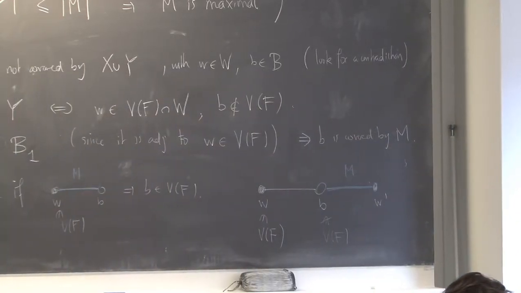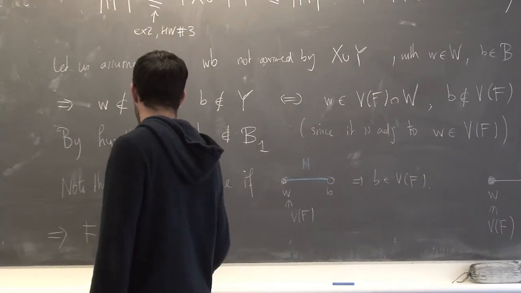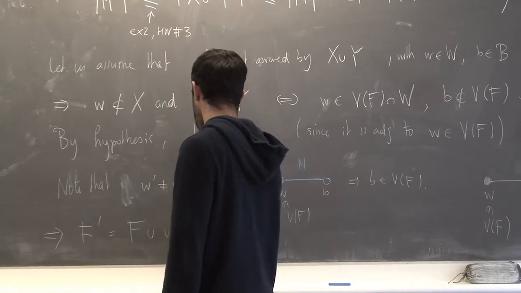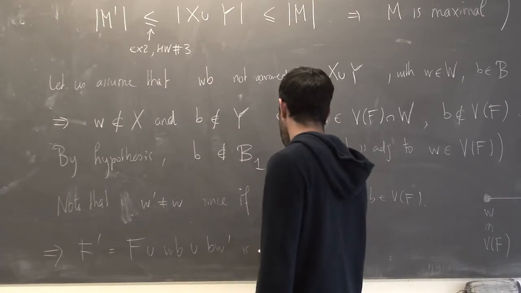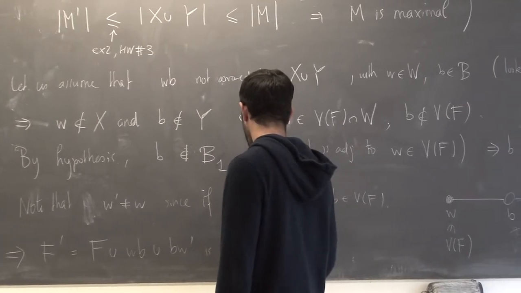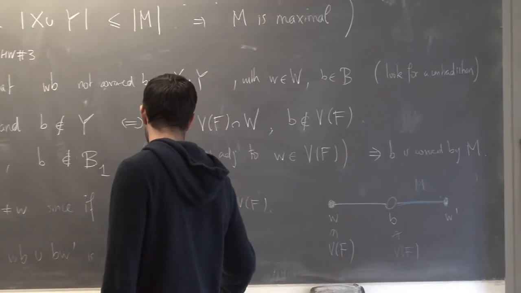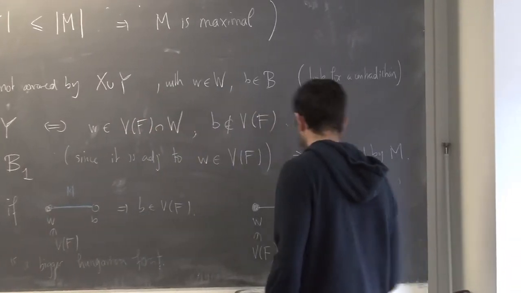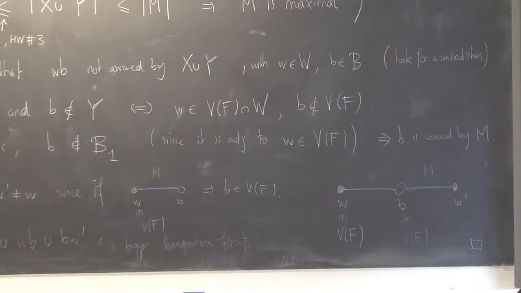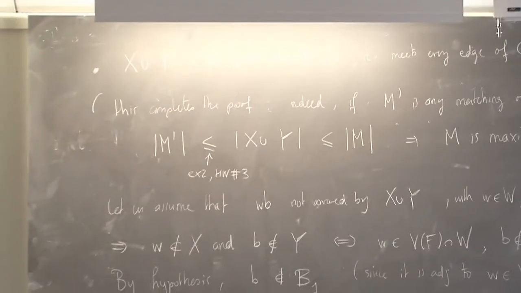So F prime equal to F union WB union BW prime is a bigger forest, a bigger Hungarian forest. Okay, this was a slightly lengthy argument to show that this algorithm works.